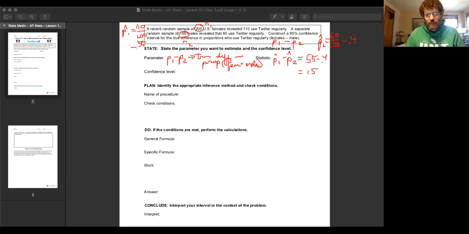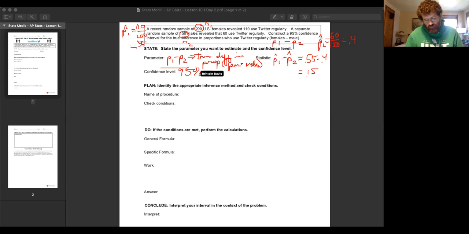Okay. And yeah, I'm just trying to think if there's anything else I wanted to say. We are setting up the confidence interval to estimate this. That's why it's an inference method. The confidence level is 95%.